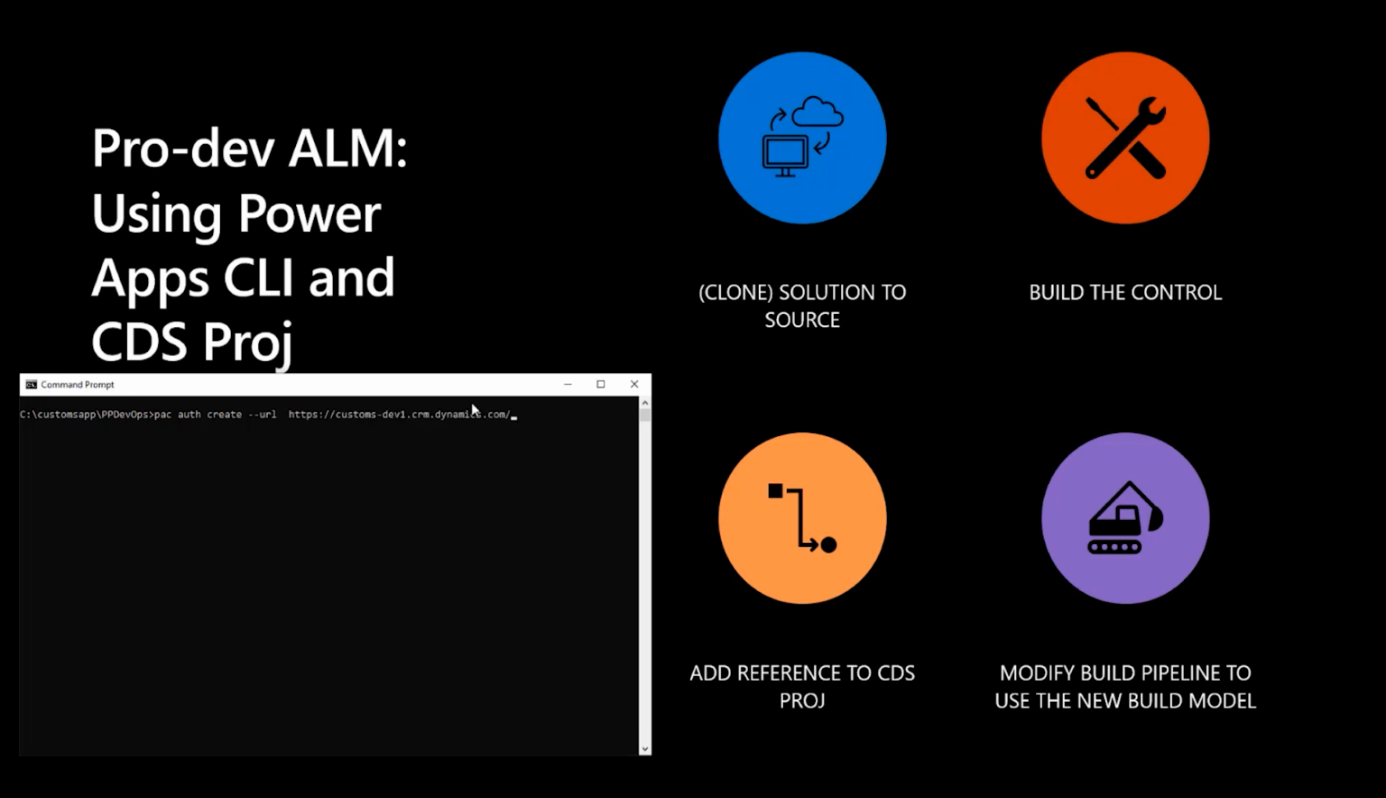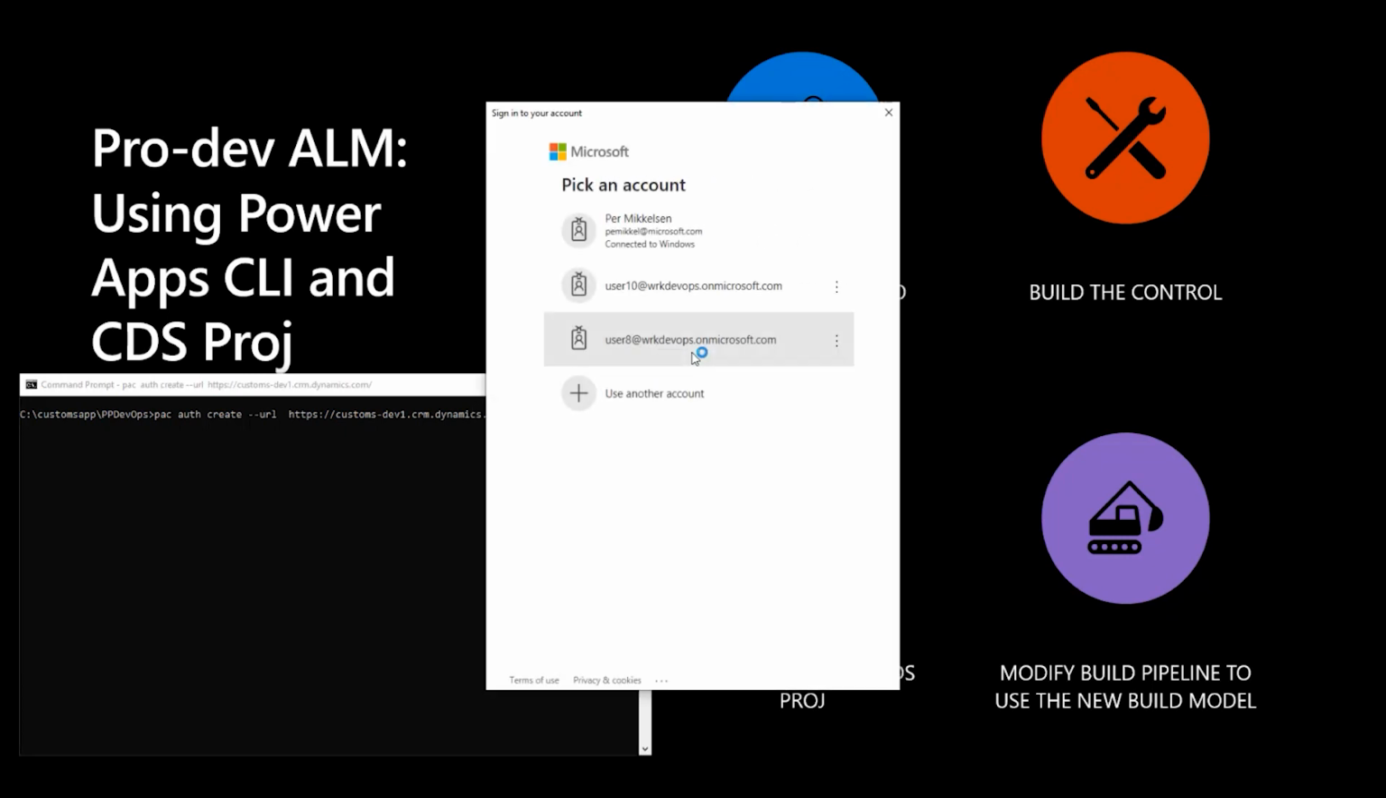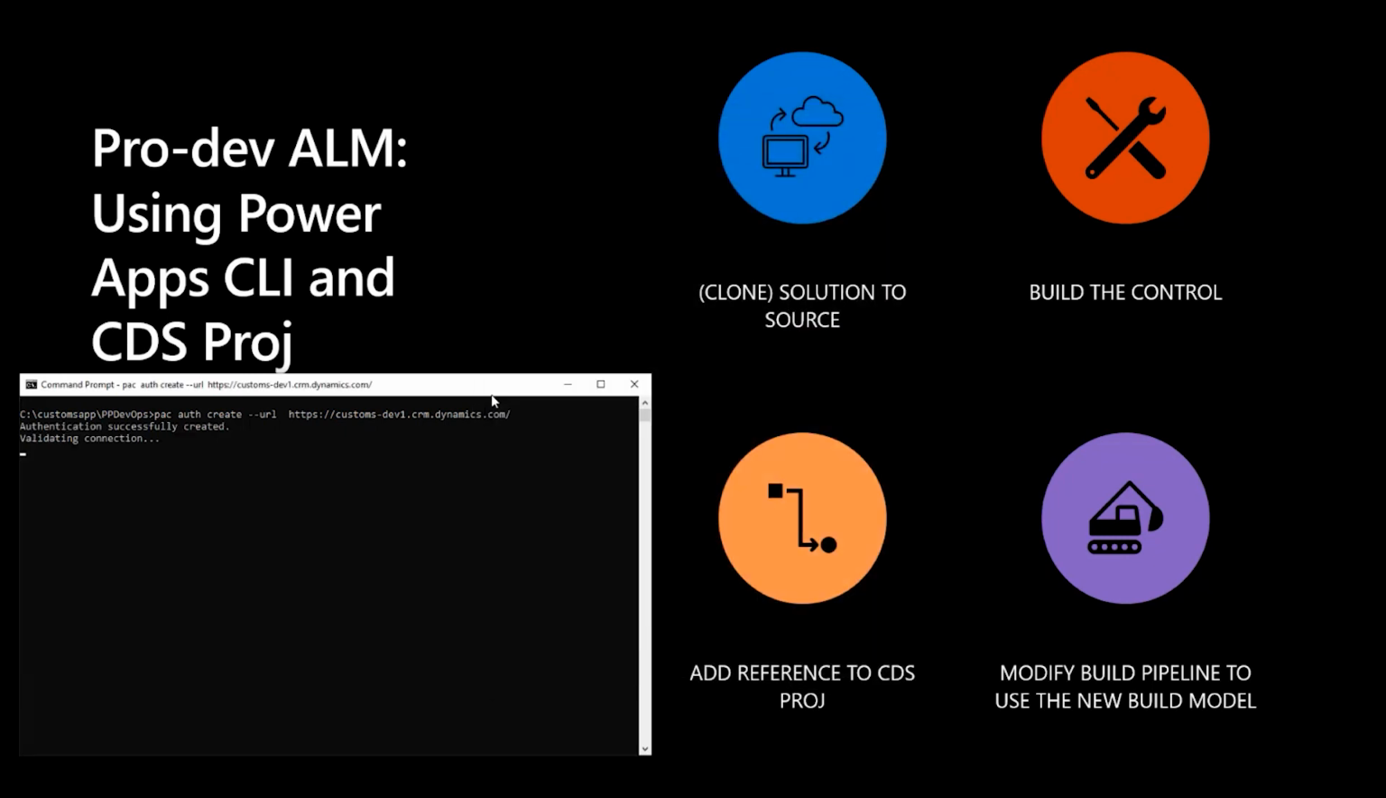It's going to prompt to log in, and it's going to validate our connection. Now that the connection has been validated, we can use the pack solution clone to pull in the solution. So this is the customs app that we want to pull in: pack solution clone, name customs app.